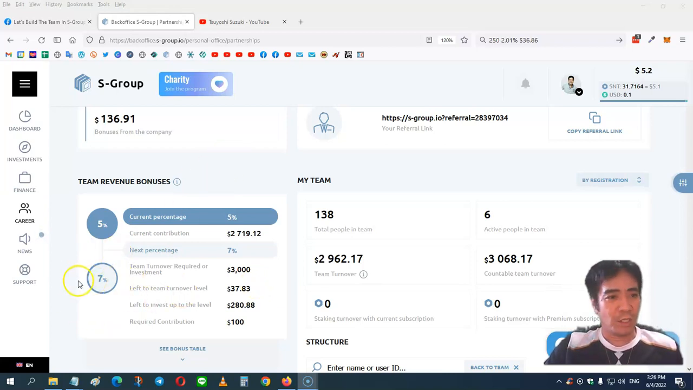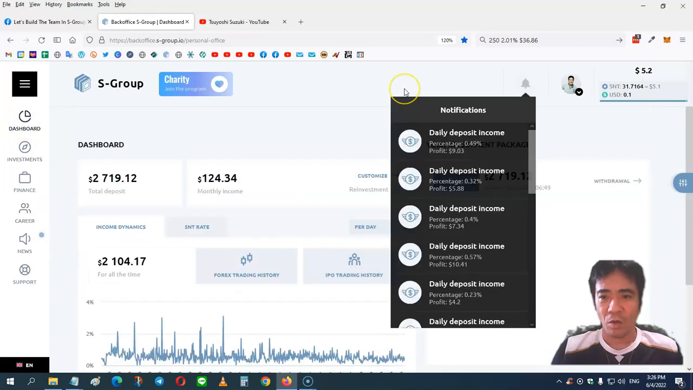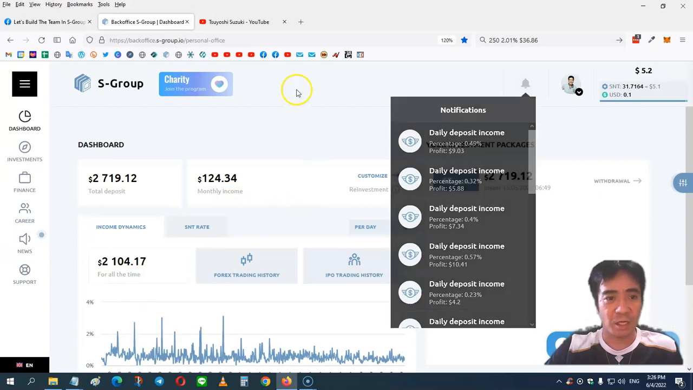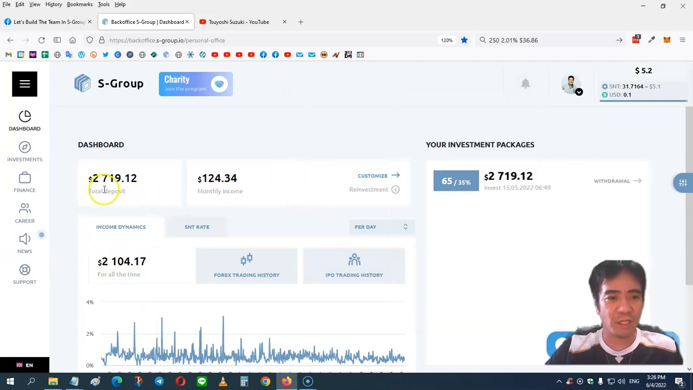Okay, so let's go to the dashboard. Okay, so today's income was 0.49% and my profit was $9.03. And total income so far is $2,104. And this is coming from the forex trading. And my capital is $2,719 plus this $124.